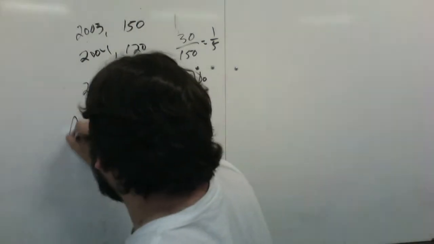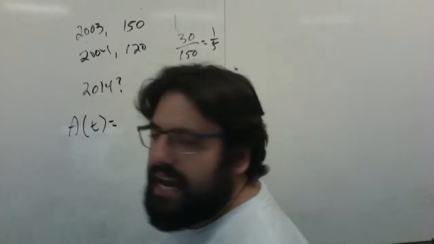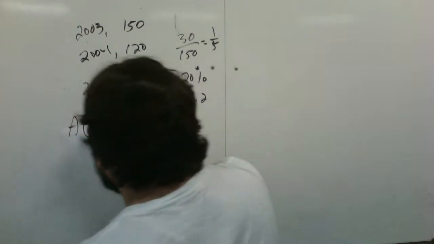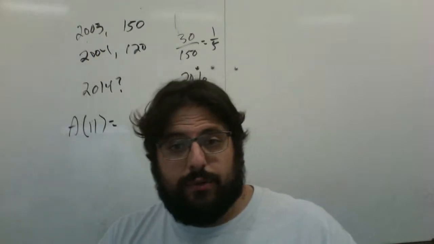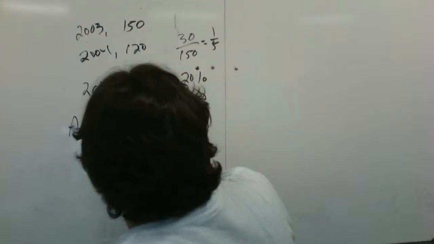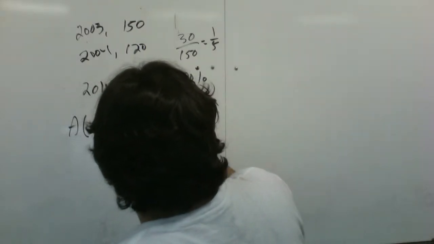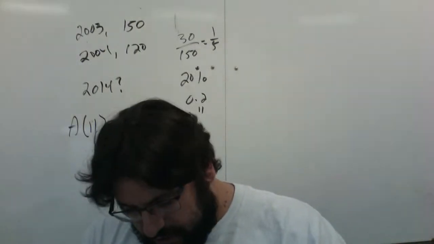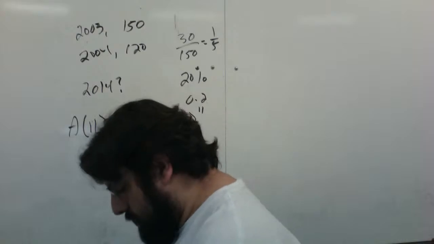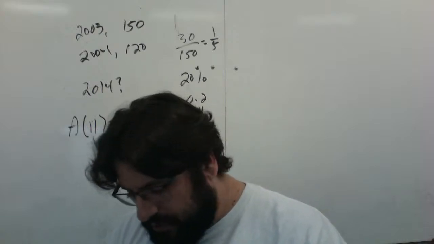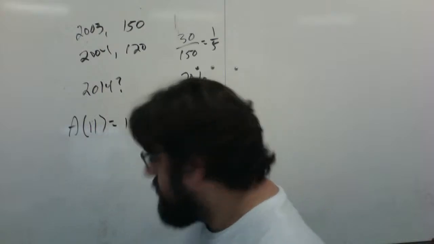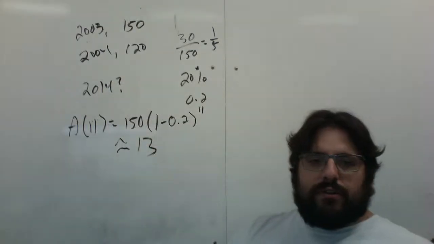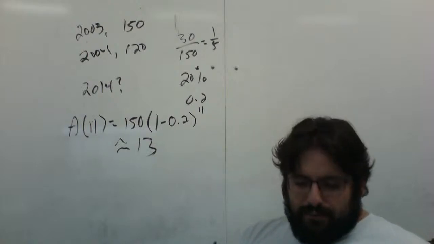Well, let's figure that out. Now, what's our value of t going to be? Well, how many years passed since 2003? That's about 11, right? From 2003 to 2014. So my initial amount was 150 times 1 minus 0.2 to the 11th. And let's see how many will be left. 150 times 1 minus 0.2 to the 11th. That's about, if I round to the nearest whole number, about 13 left. About 13 of these animals left.